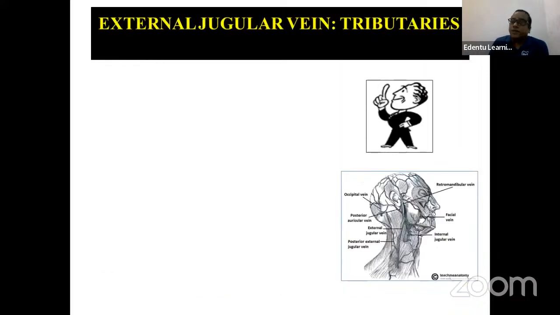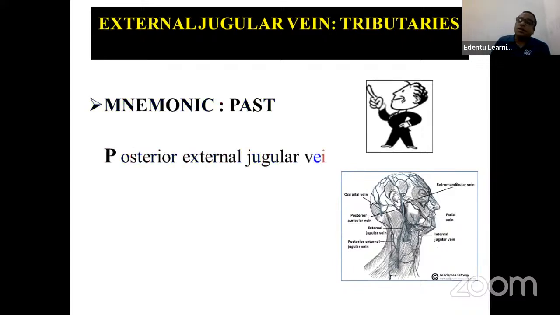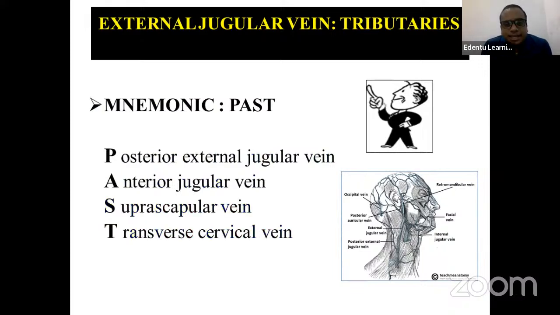Okay, so now proceeding further. Next question. This is the short Viva question, I can call it. So today, not only short answers, short essays, and main questions, I am even explaining the Viva questions. External jugular vein tributaries: we can remember them with the word PAST, P-A-S-T. That is posterior external jugular vein, anterior jugular vein, suprascapular vein, transverse cervical vein. Very simple. If you learn this 2-3 times, you can really reproduce it.